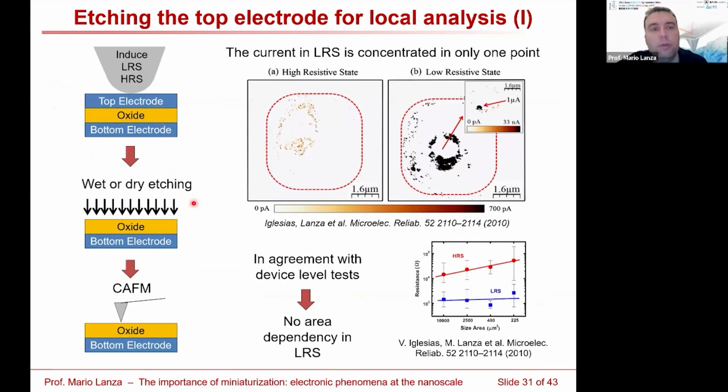So what we do is we measure a real device, then we etch the top electrode, and then we scan with the tip of the AFM. These filaments that are here were produced in a real device, and we can analyze them with the tip of the conductive AFM. We observe a very interesting thing: in the high resistive state, all the filaments have similar properties, but in the low resistive state, we see one filament that is dominant among all the others, which means that there will not be an area dependence in the low resistive state, which is actually what has also been observed at the device level by measuring devices with different sizes.